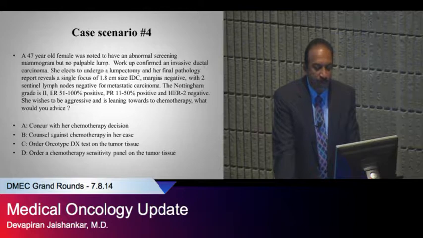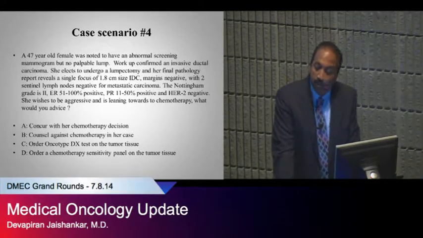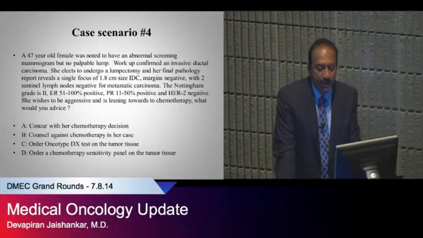So here we are, 47-year-old female, noted to have an abnormal screening mammogram, but no palpable lump, which you see in the United States these days. Workup confirmed an invasive ductal carcinoma. She elects to undergo a lumpectomy, and her final pathology report reveals a single focus of 1.8 centimeters localized invasive ductal carcinoma. Margins are negative, 2 central nodes negative for metastatic carcinoma.